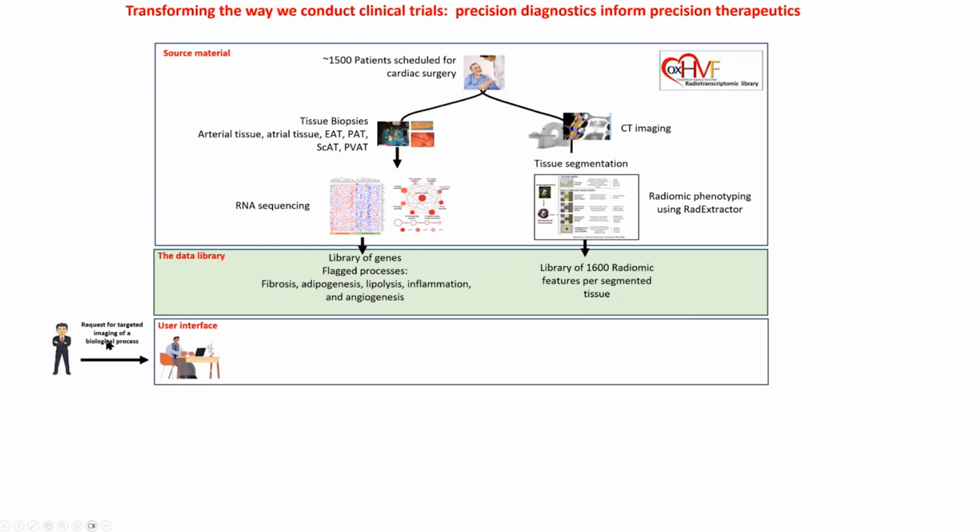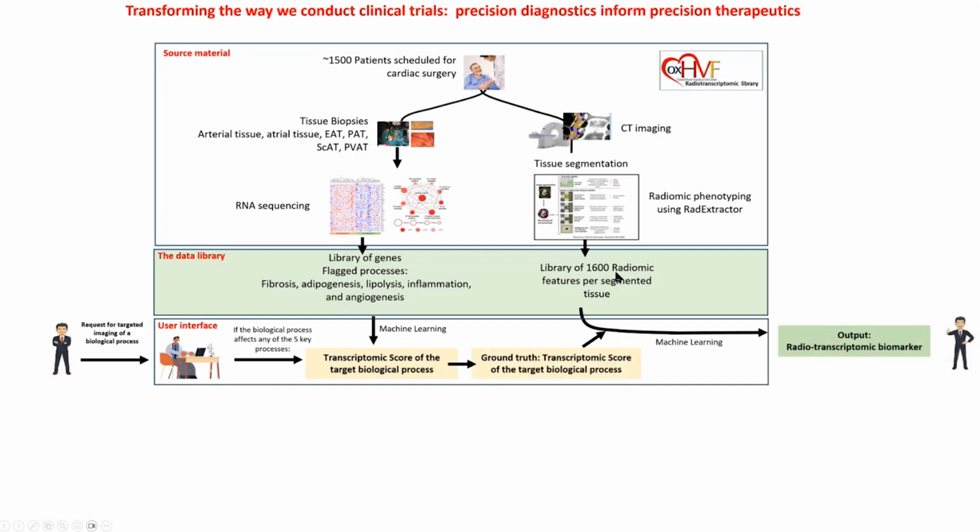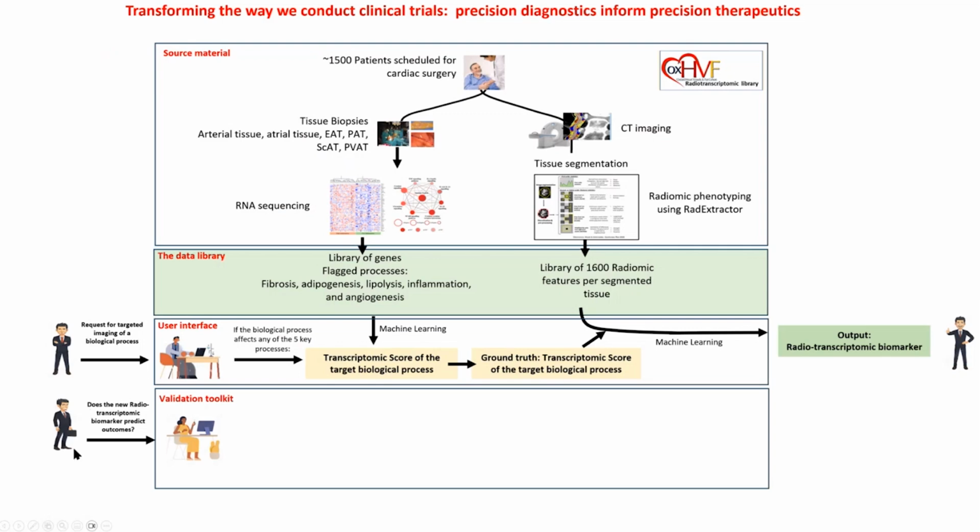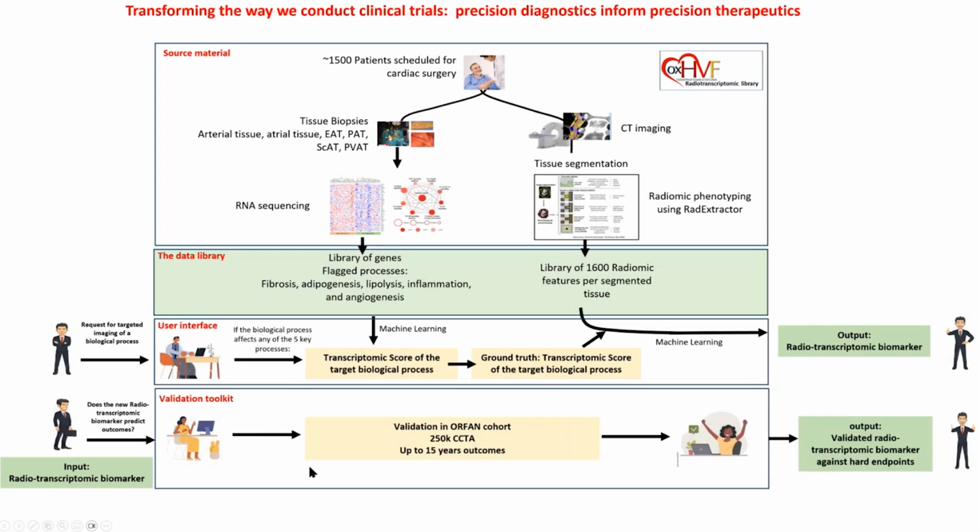And when you have a new request for a biomarker to tell us whether a certain pathway is active inside the vascular wall, we create a transcriptomic score from the RNA sequencing. We use this as a ground truth, and we then train, using machine learning, a radiotranscriptomic biomarker. This radiotranscriptomic biomarker is then tested and validated in the ORFAN study in our validation toolkit against prospective 10-year or 15-year outcomes. And then we have a validated radiotranscriptomic biomarker to tell us if the pathway that a pharma or a biologic is targeting is active in the vessels of the patients.